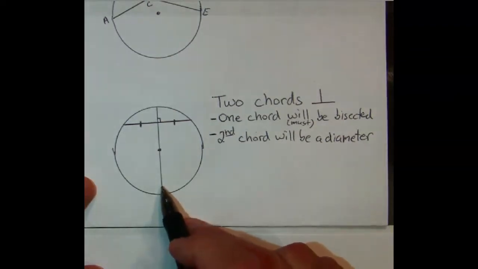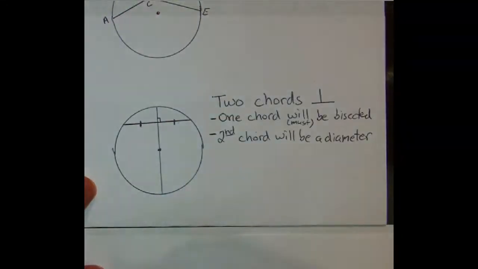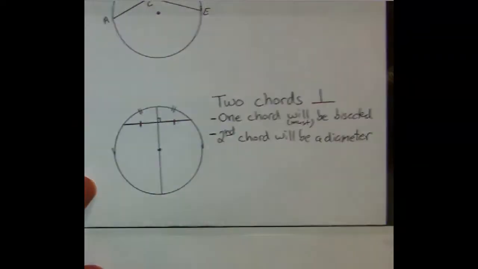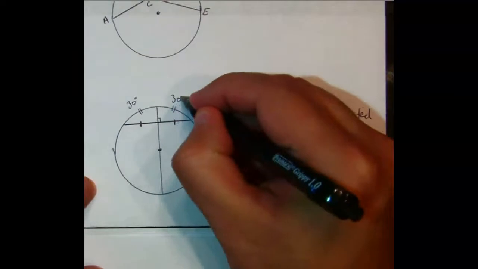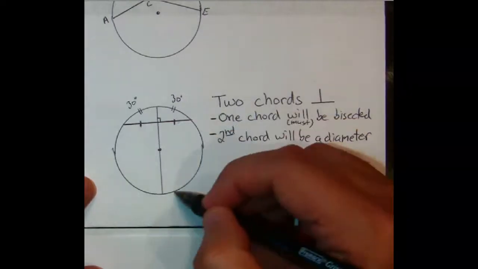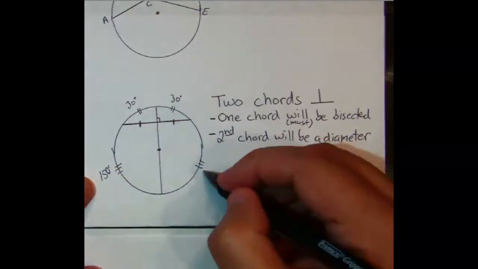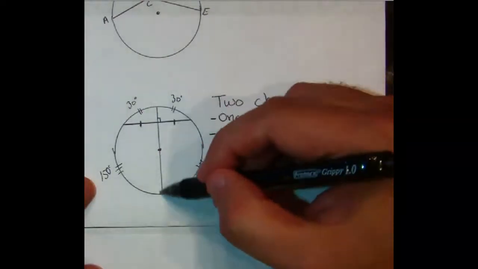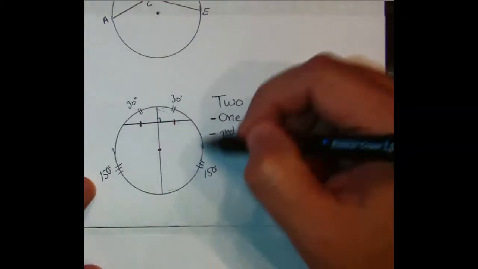Now something is going to happen with this situation. These two chords are congruent, but look at the arcs. This arc will be congruent to that arc. For example, if this is 30 degrees, that would be 30 degrees. And likewise, this arc here will be congruent to this arc. So if this was 150, this of course would be 150. And if you notice, it does make 180, because here's our diameter. 30 plus 150 equals half our circle, 180.